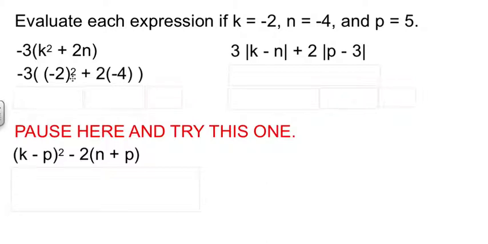Now it's time to do some arithmetic. Exponents first, so negative 2 squared is 4. And while I'm inside the parentheses, I can clean this up. 2 times negative 4 is negative 8. Inside parentheses, 4 minus 8 is negative 4, times the negative 3 hanging out on the outside, gives us 12.